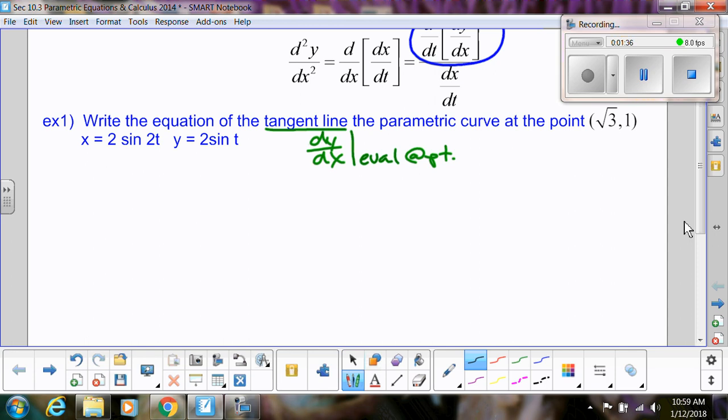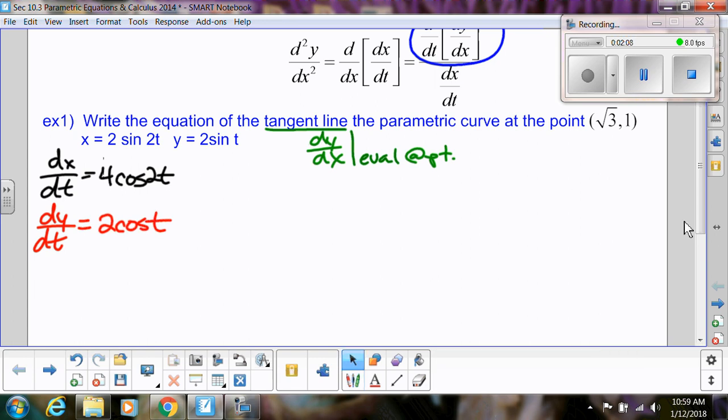So we need the dx/dt. If I do the derivative of 2 sine of 2t, derivative of sine is cosine. And then I have to do the derivative of u, so I do chain rule. All right, so that's going to be 4 cosine of 2t. And then my dy/dt, the derivative of 2 sine of t, is just 2 cosine of t.